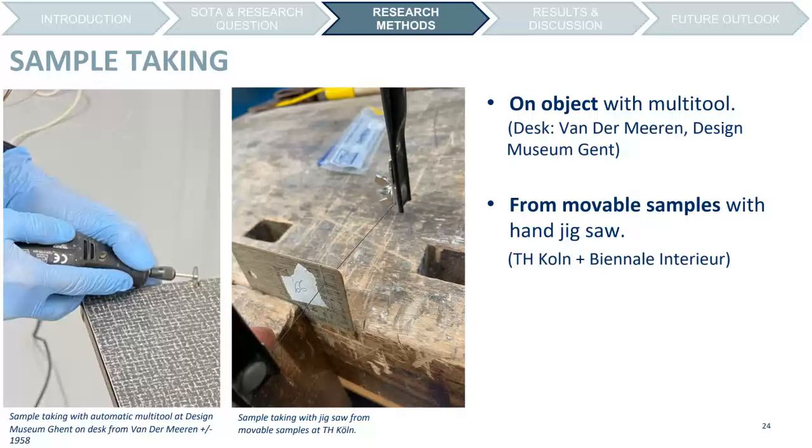Now, before any kind of research can be done, the method of sampling needed to be explored. Several tests have been conducted, from a chisel and a bone marrow needle to a fine automatic multi-tool with circular saw blade. There is a difference between taking samples from loose pieces of decorative laminate or from a decorative laminate already fixed on an object.